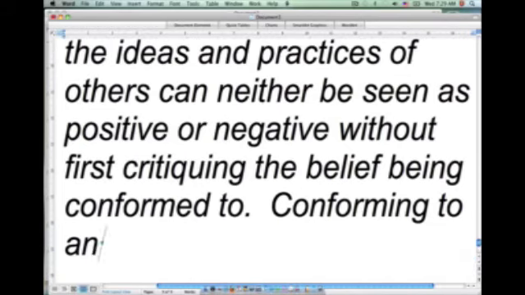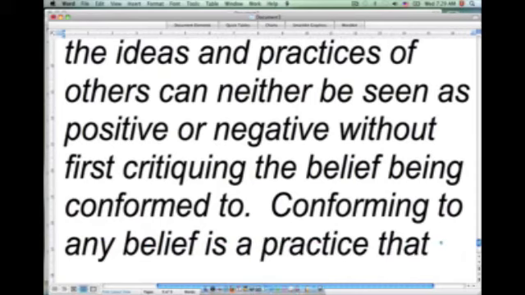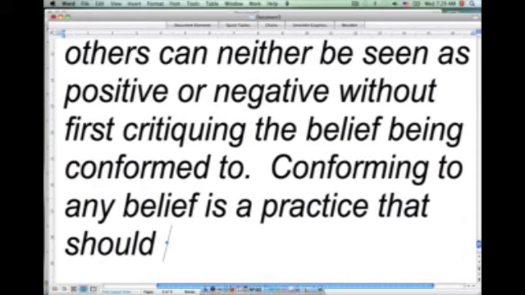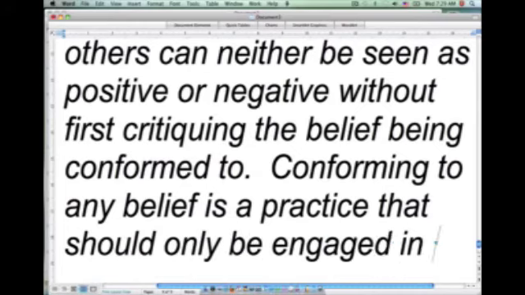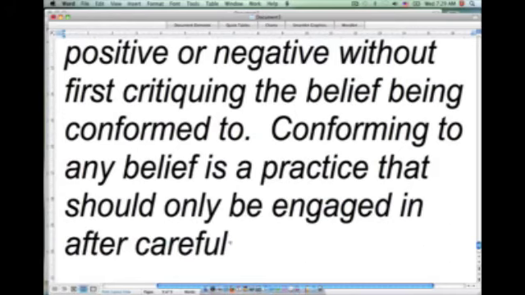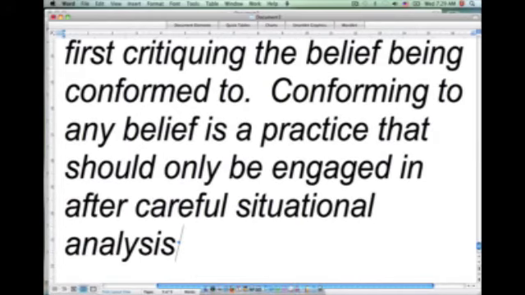to any belief is a practice that should only be engaged in after careful situational analysis. Conforming to any belief is a practice that should only be engaged in after careful situational analysis. Now, that's an academic way of saying don't conform to something unless you've thought it through first.